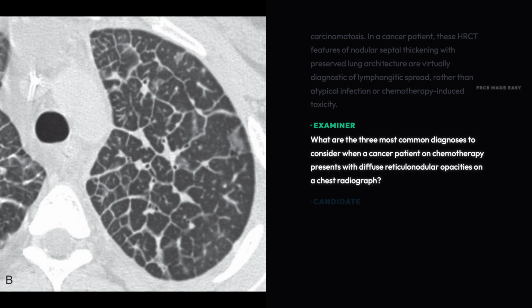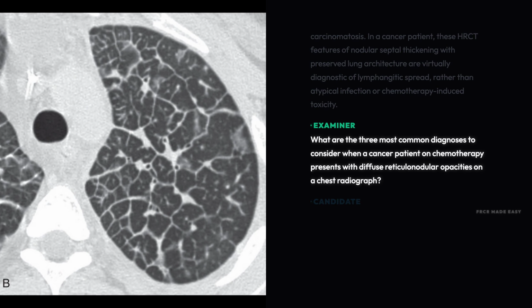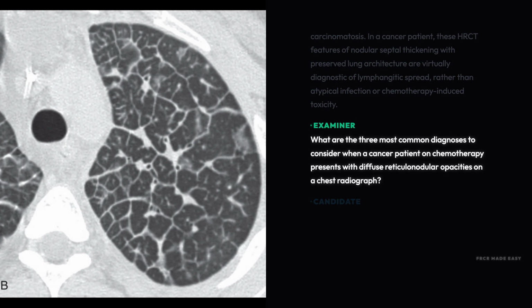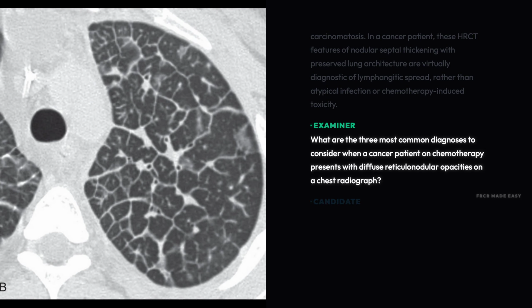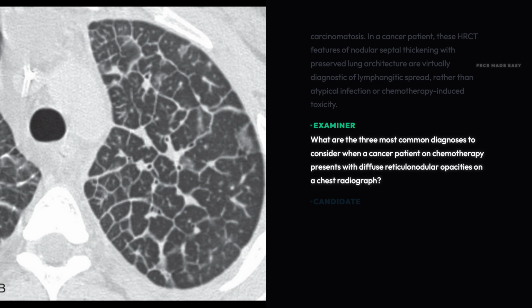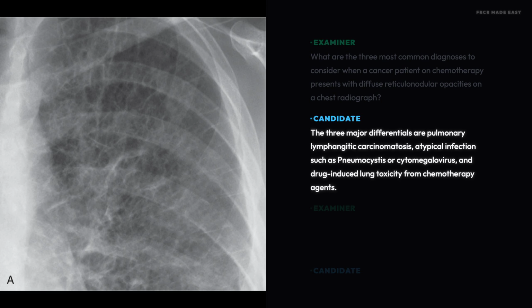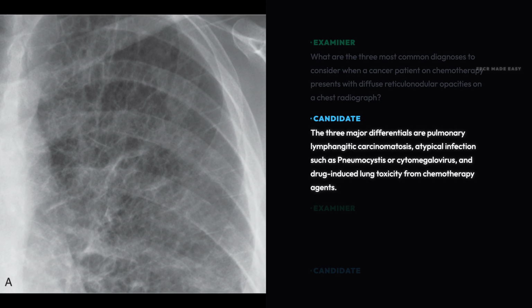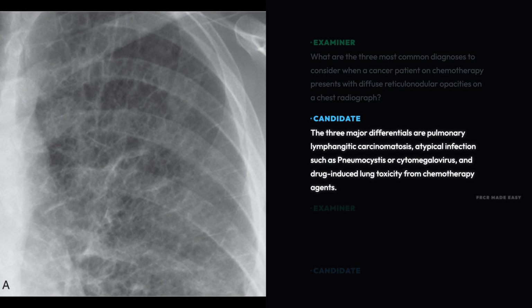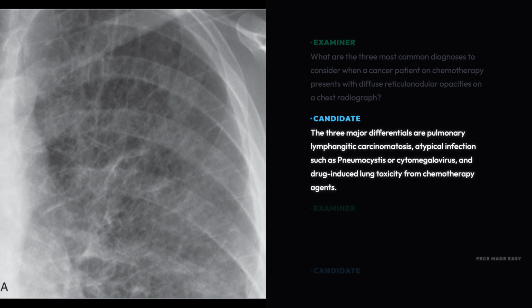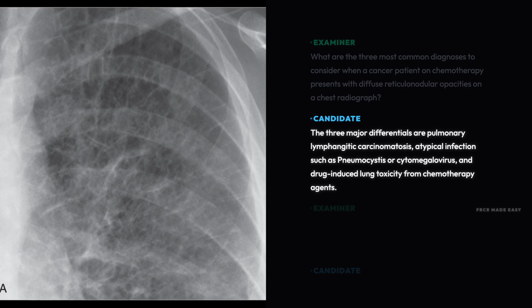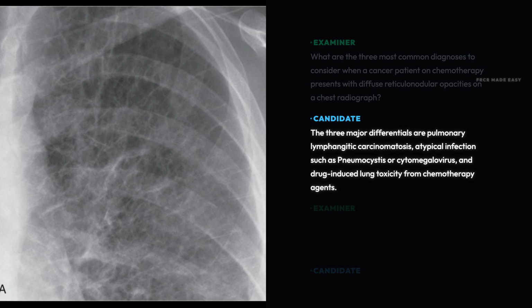What are the 3 most common diagnoses to consider when a cancer patient on chemotherapy presents with diffuse reticulonodular opacities on a chest radiograph? The 3 major differentials are pulmonary lymphangitic carcinomatosis, atypical infection such as pneumocystis or cytomegalovirus, and drug-induced lung toxicity from chemotherapy agents.